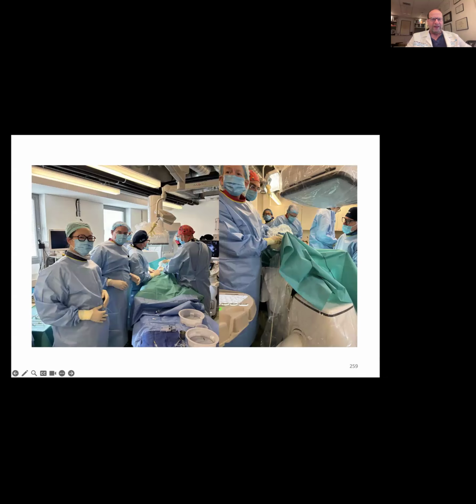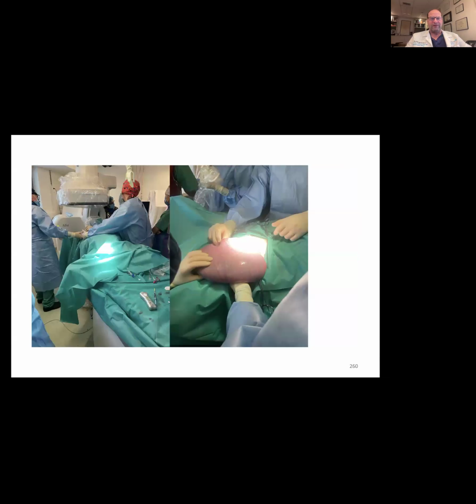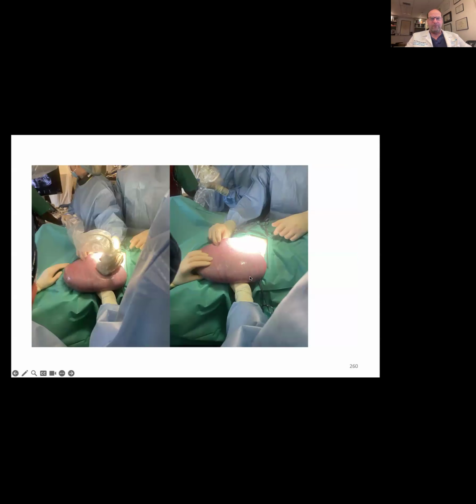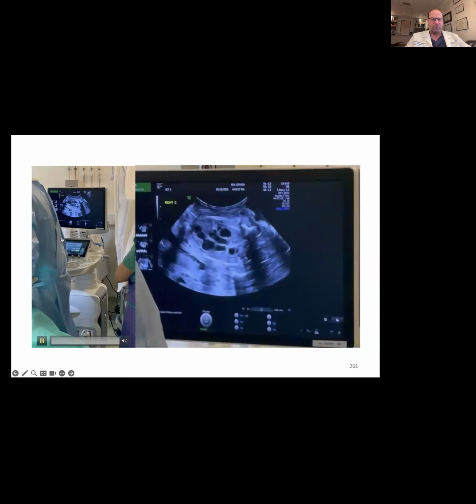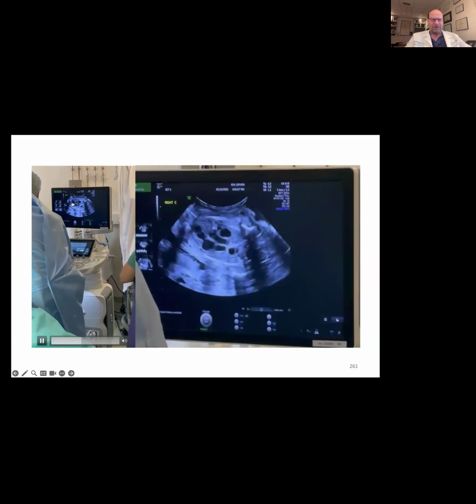So here you can see me together with my colleagues that are both open surgeons, cardiologists, and fetal cardiac surgeons. And what we are doing is we are accentuating the uterus. We are identifying where the heart is with ultrasound. And while the baby is still in utero, we are puncturing through the placenta the heart. And here you can see how our needle enters into the heart.